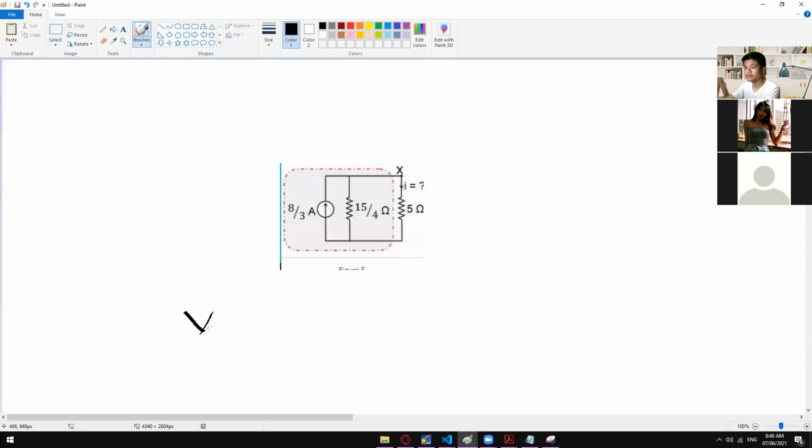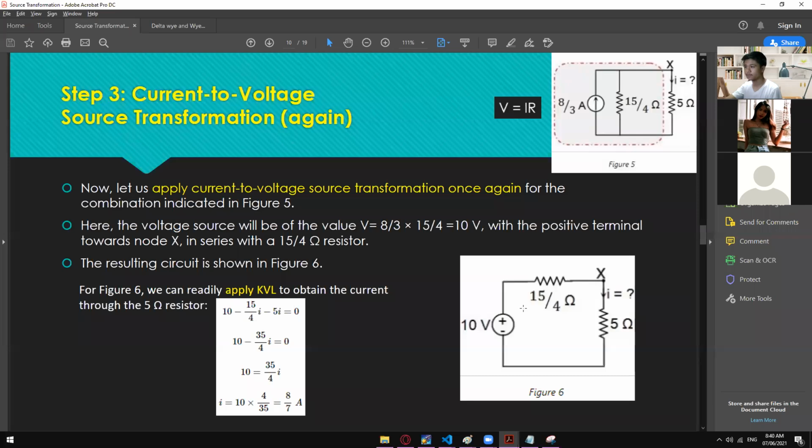Here, if we want to convert this current into a voltage source, then we need the current, which is 8/3 times 15 over 4. If you use the calculator, 8 times 15 divided by 3 times 4, we will get 10 volts right here, which is now the same as this one. So 10 volts, and the value of resistance will stay the same. However, it will now be transformed into a series connection like this one.